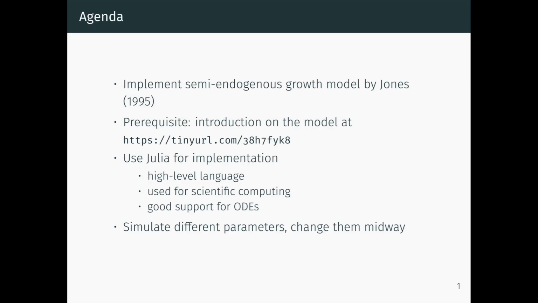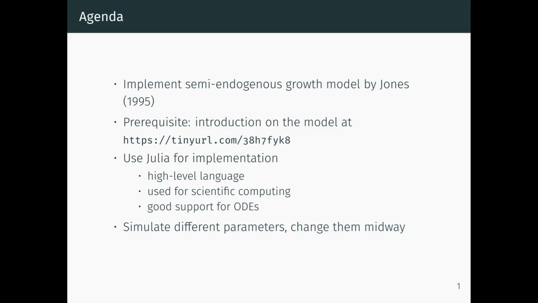If you don't know what the Jones model is about, or if you've forgotten the details, I would recommend to have a look at the YouTube video that is linked here. Professor Brettner here gives a very good introduction to the model, and I recommend to use it as a fill-up.